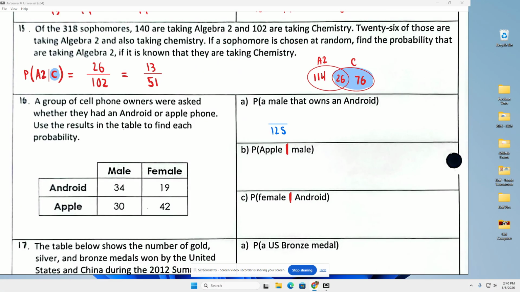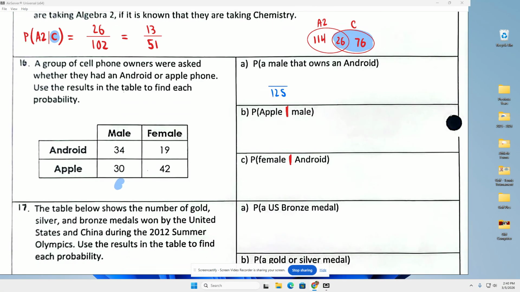So on A, since there's no given that, since it doesn't zoom in on our data, we're focused on everybody, 125 people. Now, of everybody, how many are males who own Androids? 34. See that? 34. So 34 out of 125. Now, will that reduce? I tried it in my calculator earlier. It does not. Okay, so look at the next one.